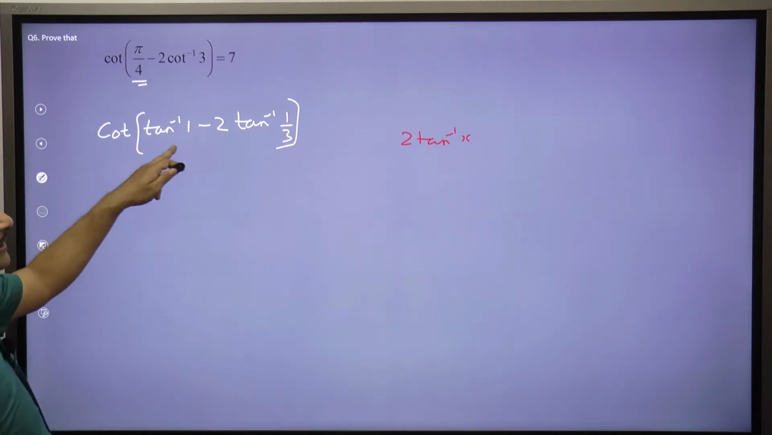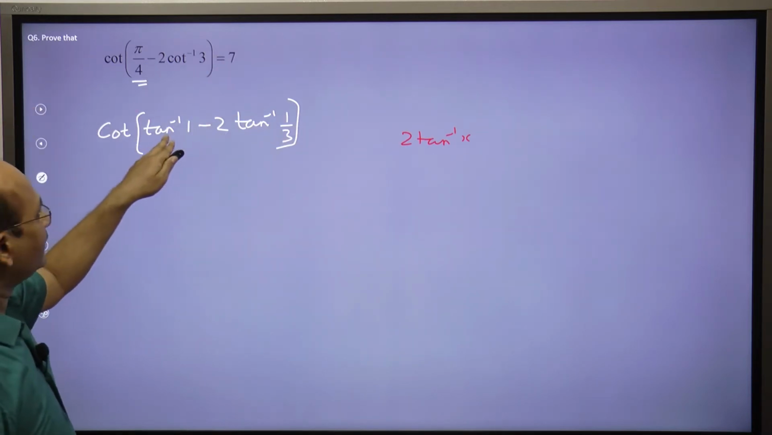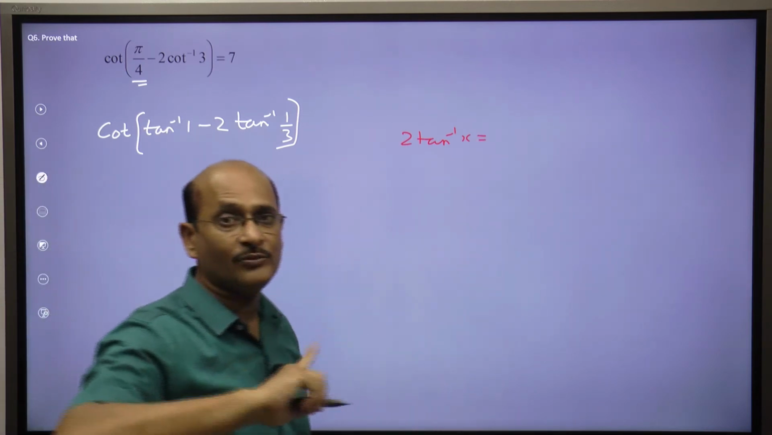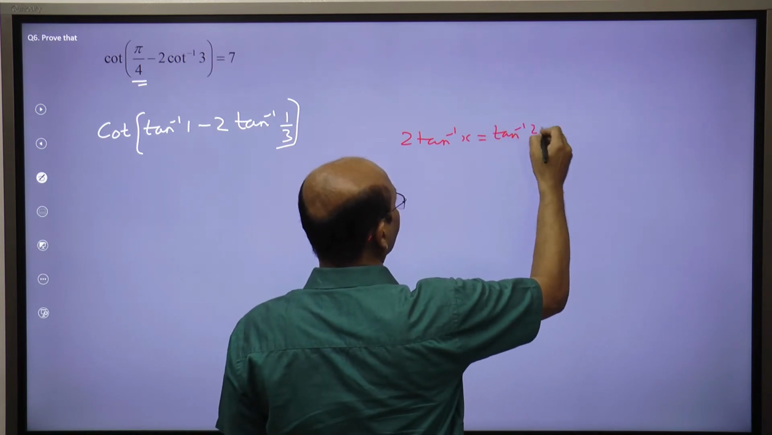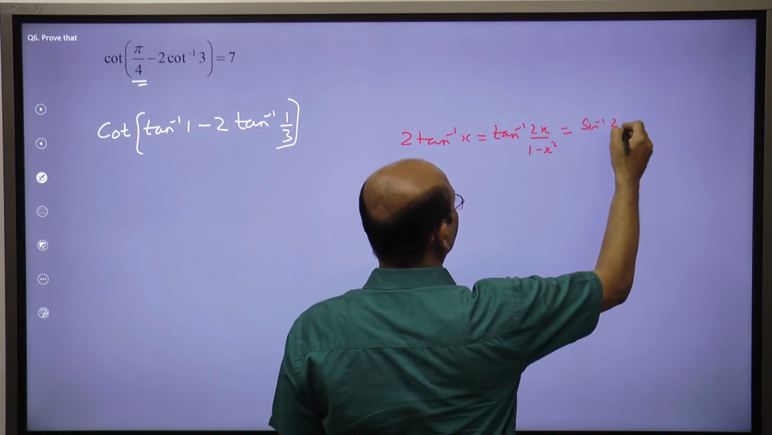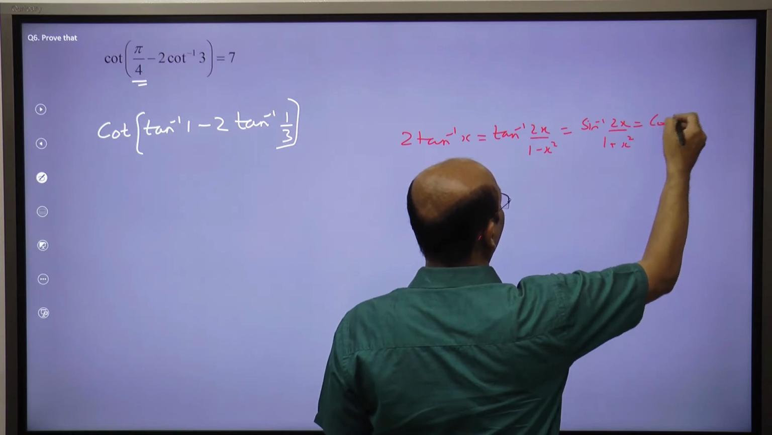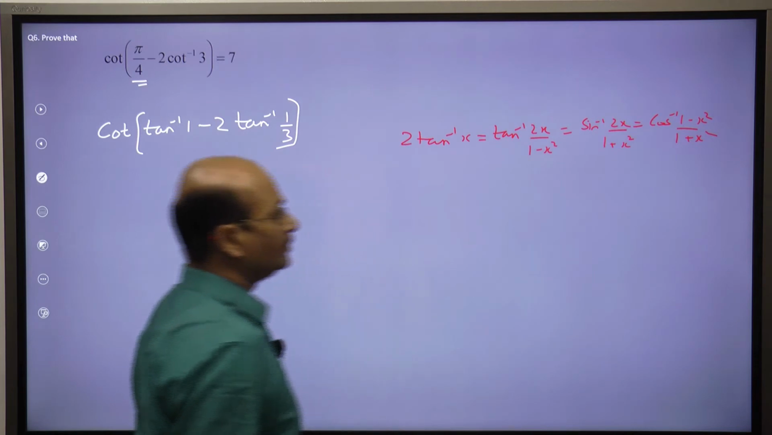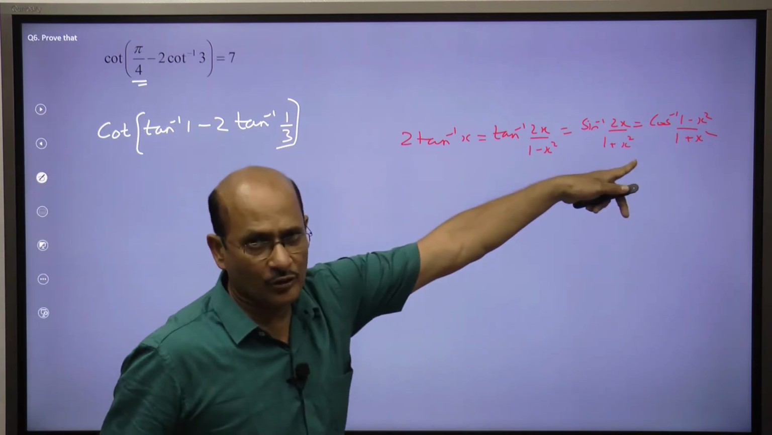Because there is tan inverse inside, I am not worried about the outside part. I will see how to deal with that later on. Tan inverse x. So convert this into tan inverse. So 2 tan inverse x. Remember, you can write in terms of tan inverse also. I will just write the formula for your information. This is tan inverse 2x upon 1 minus x square is equal to sin inverse 2x upon 1 plus x square is equal to cos inverse 1 minus x square upon 1 plus x square. I hope it's fine. So you can convert this 2 tan inverse x in any pattern of the solution.